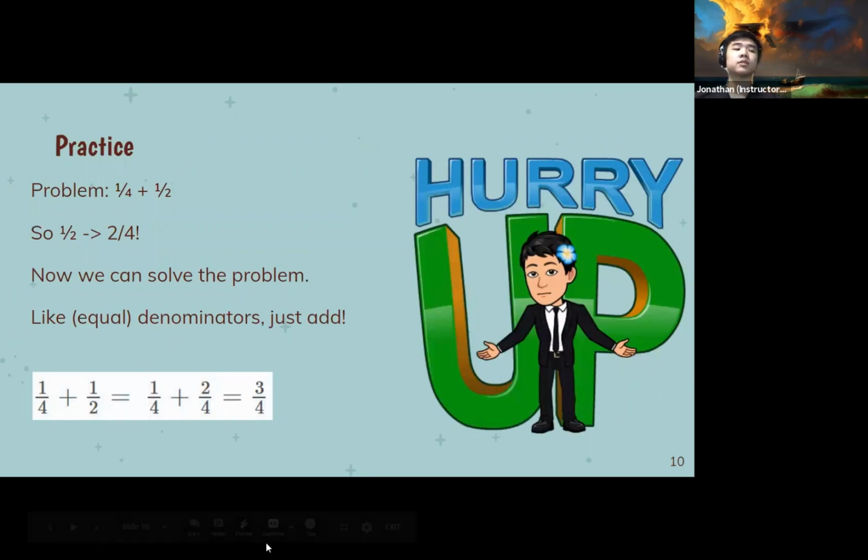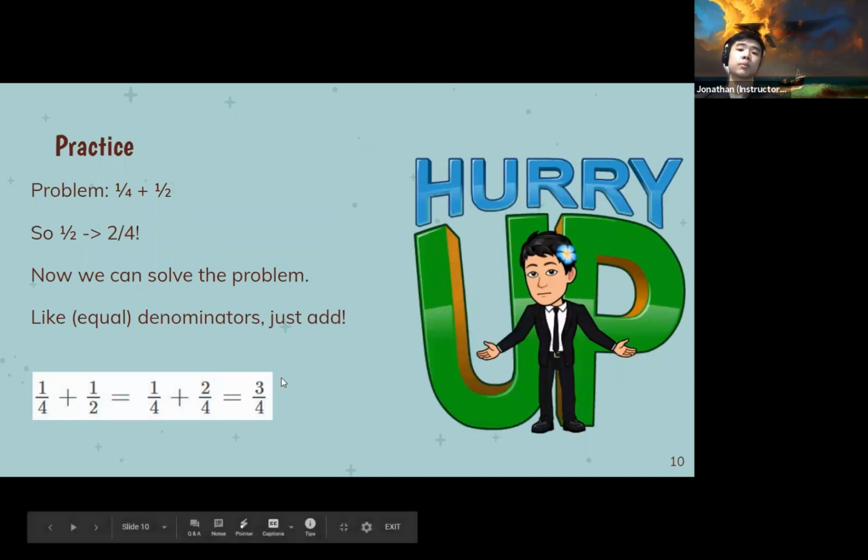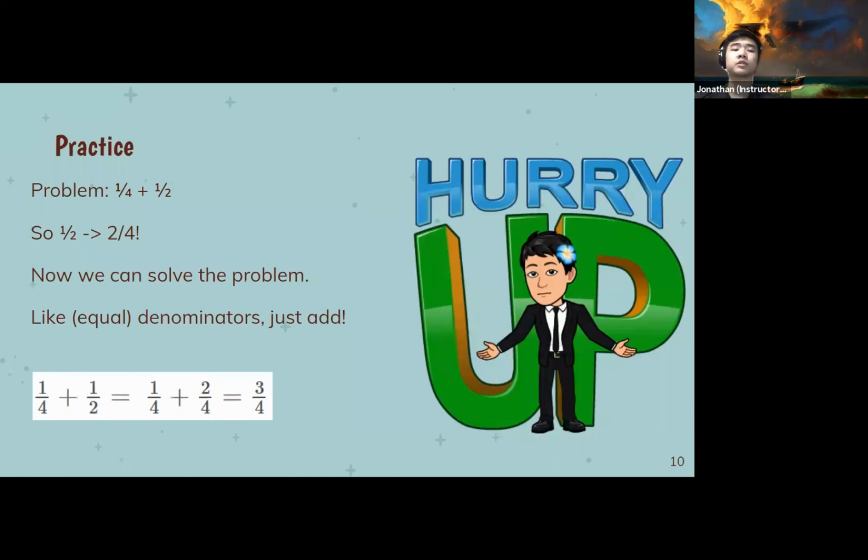So hopefully that makes sense. Just remember, the most important part is they have to have the same denominator. And the only way to make two fractions have the same denominator is to use equivalent fractions.